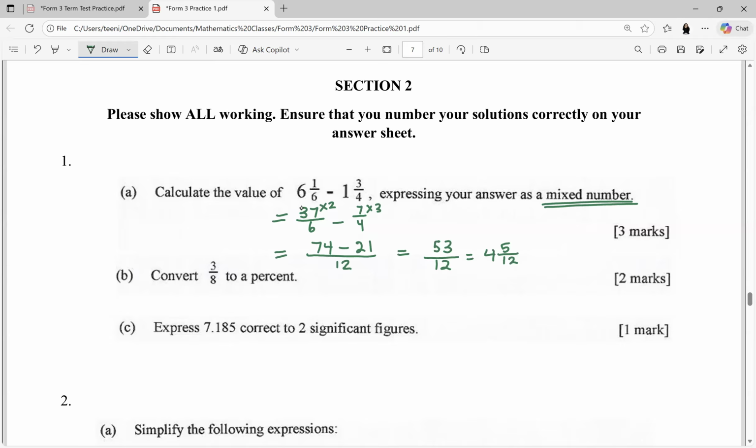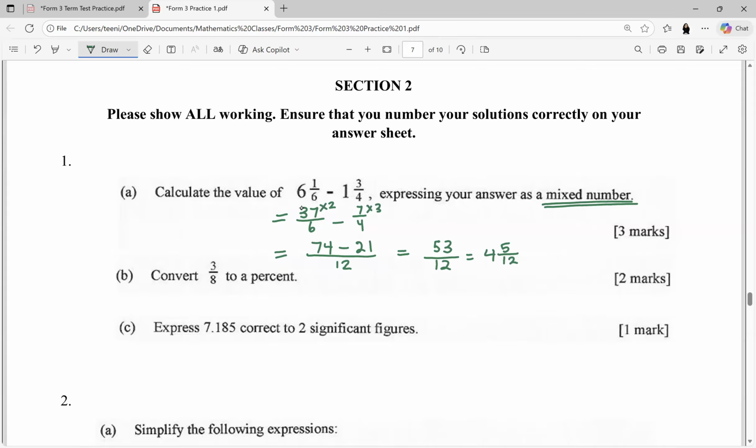Now you could have checked it. You could have done it however you're comfortable with working with mixed numbers. So you could have done 6 take away 1, which will give you 5, and then 1/6 take away 3/4. 1/6 cannot take away 3/4, so you'd borrow 1 from the 5. However you want to do this question, you're free to do it, right? But you must know, even if you're going to use your calculator, you must know how to do this question manually.